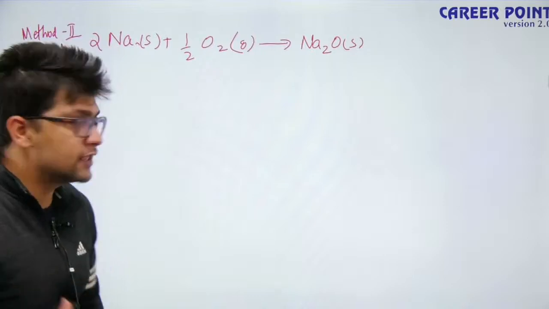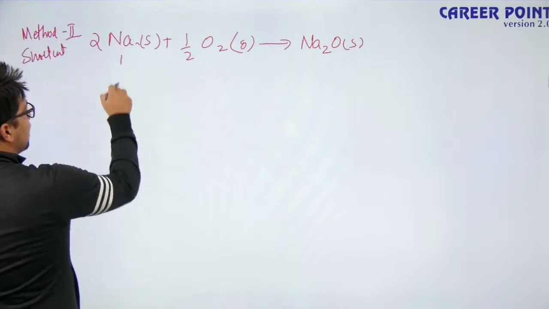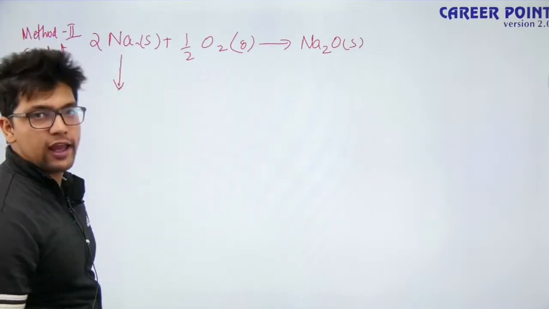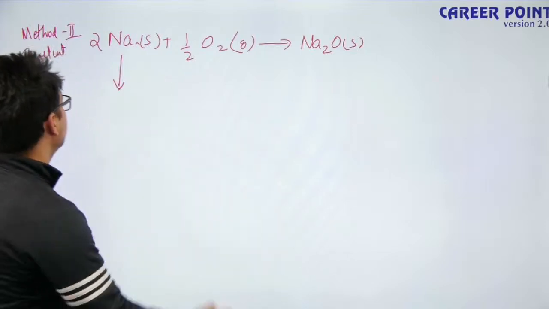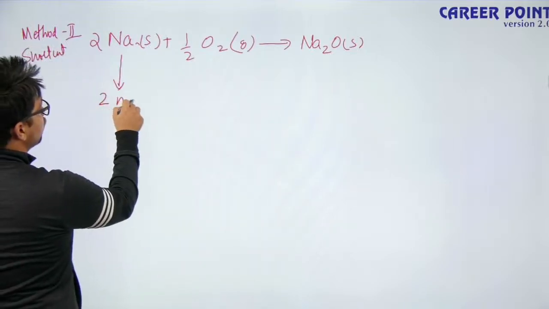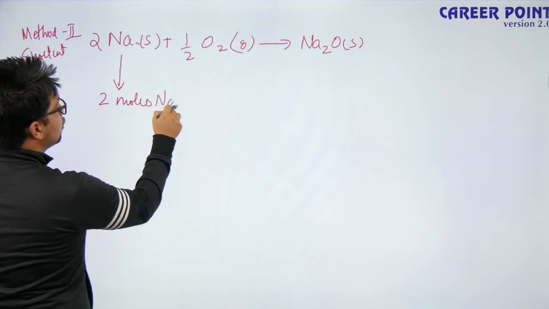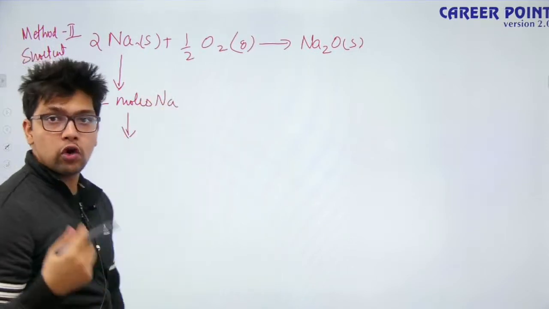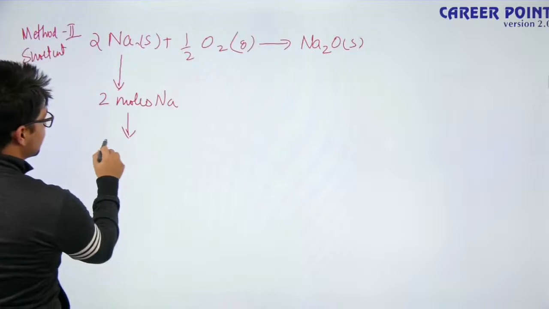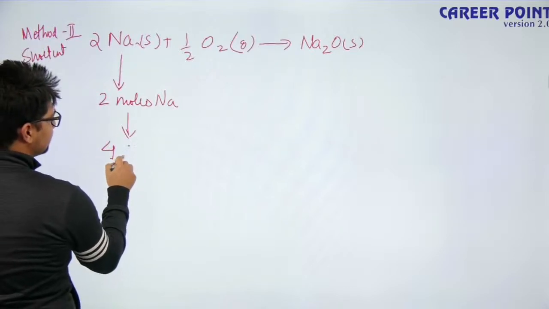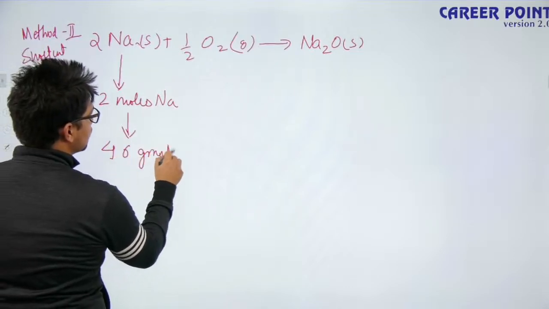What I will do is, I will simply say, how many moles of sodium do I have? Simply relate the moles. That is 2 moles sodium. Now 2 moles sodium means what is the mass of sodium? It is simply 46 grams. So 46 grams sodium I have.